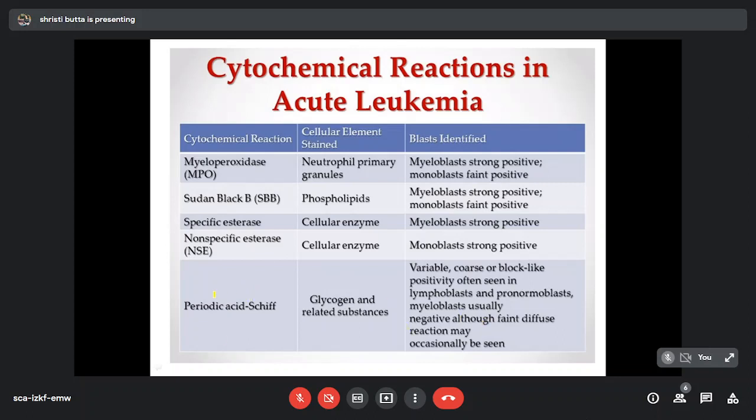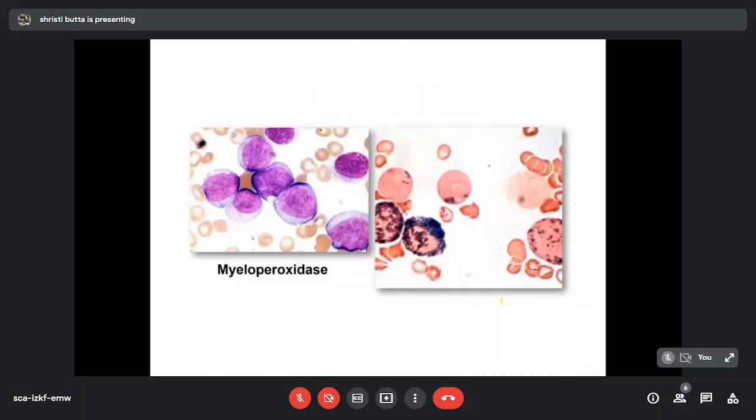Okay, it is important to note that PAS stains your erythroblasts or normoblasts for that matter. So look at the stain here. We have the myeloperoxidase staining the myeloblasts. So this can give you a clue.